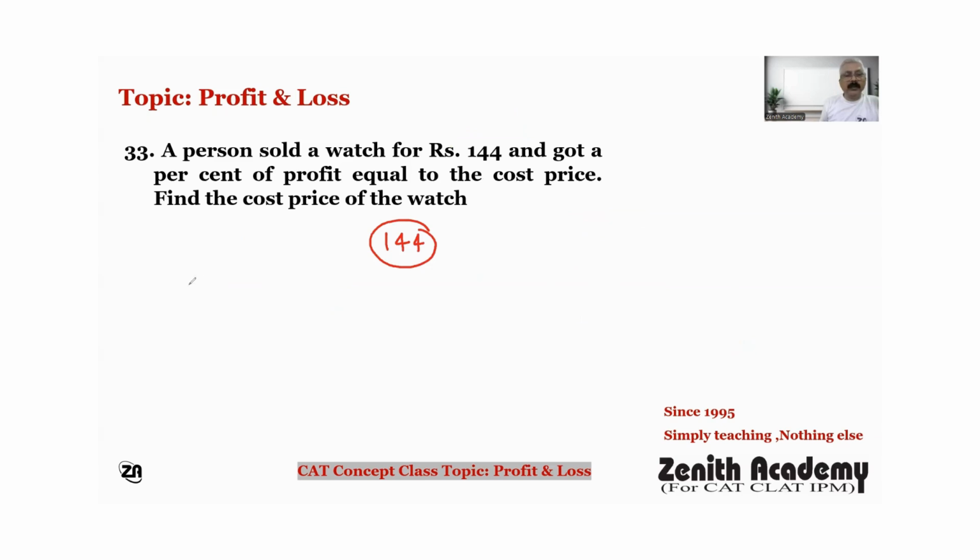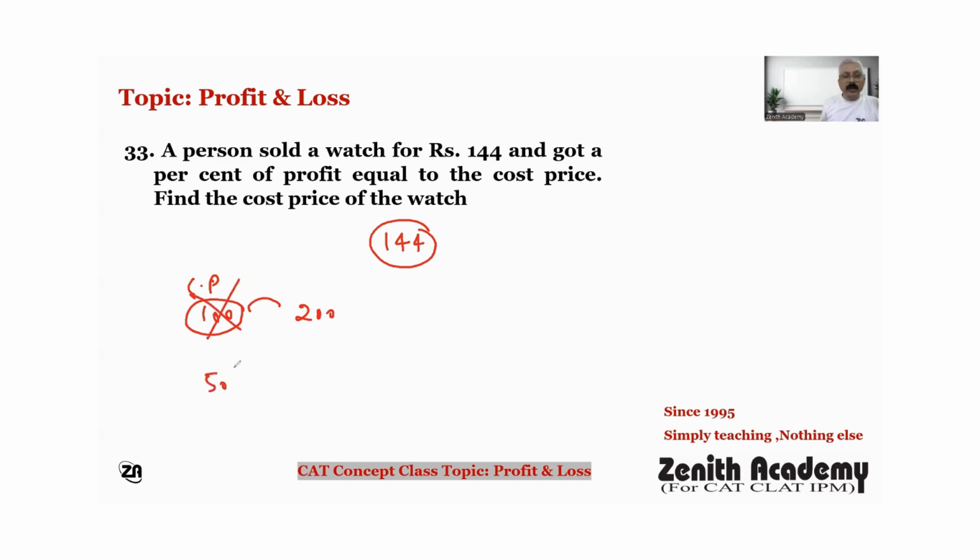So assume, let the cost is 100. If the cost is 100, then profit will be 100%. So 100 का 100% is what? 100. Then selling price must be 200. लेकिन 144 है, इसका मतलब cost 100 नहीं हो सकती.